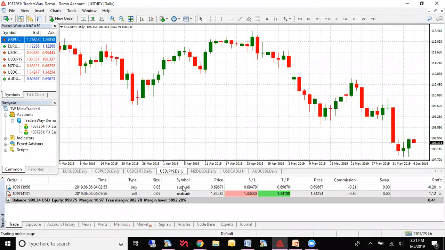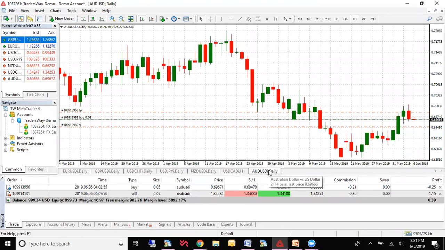I have an AUD USD and a USD CAD trade that's open. So let's go ahead and talk about the labeling of these charts. You can see here that on my chart, we can visually see all three of my trade lines. We see my entry and we see both of my exits. Take profit is an exit, stop loss is an exit.